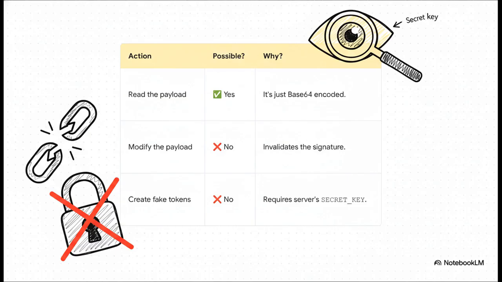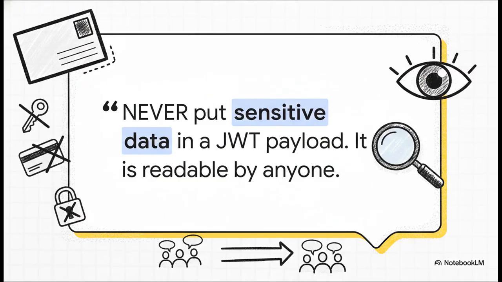And they can't create a new token from scratch because they don't have the server's secret key to create a valid signature. And this leads us to the absolute number one most important rule of using JWTs. Please burn this into your brain, because anyone can read the data inside. You should never, ever, ever put sensitive stuff in there. No passwords, no credit card numbers, nothing. Just think of it like a postcard. Anyone who picks it up can read the message.